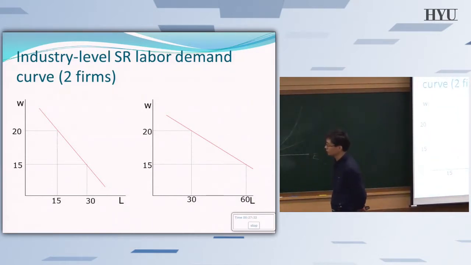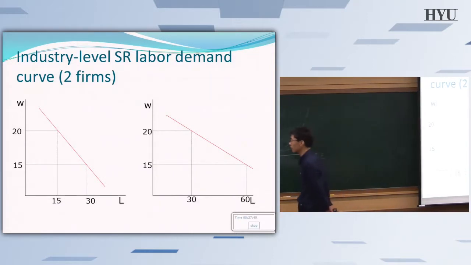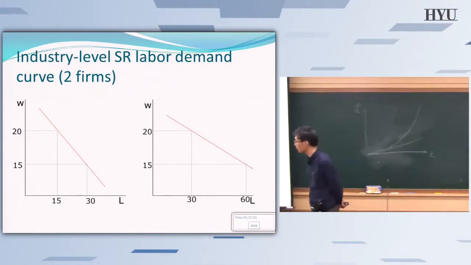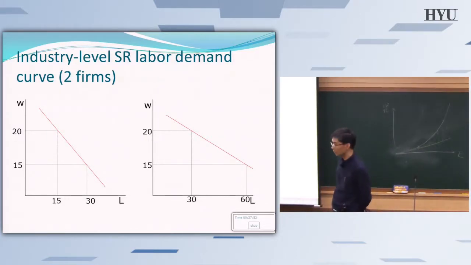And think of the industry level labor demand curve. The way of doing it seems straightforward. If it's $20, then we have 15 each, right? So 30 workers at the industry level. And if it's $15 per worker, then 30 each, so it should be 60. Okay? Because 30 plus 30 is 60.